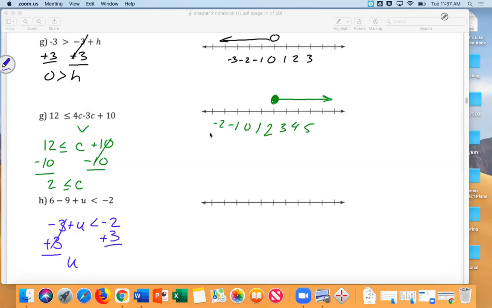So that gives me u is less than 1. So we're going to put 1 in the middle, 2, 3, 4, then 0, -1, -2. So it's an open circle at 1. We're not eating the u, so we're going to shade to the left. All good? I'll give you a second to copy that down.